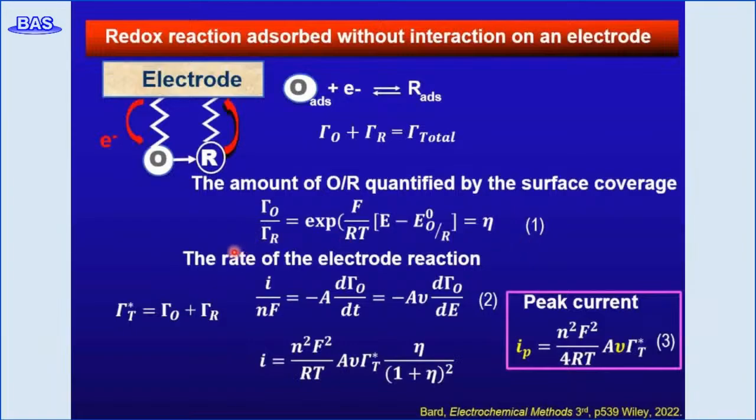In these equations, the time variation of the concentrations gives the current values, as shown in this equation. For the adsorbed species, the peak current value obtained is proportional to a linear function of the coverage and the scan rate.